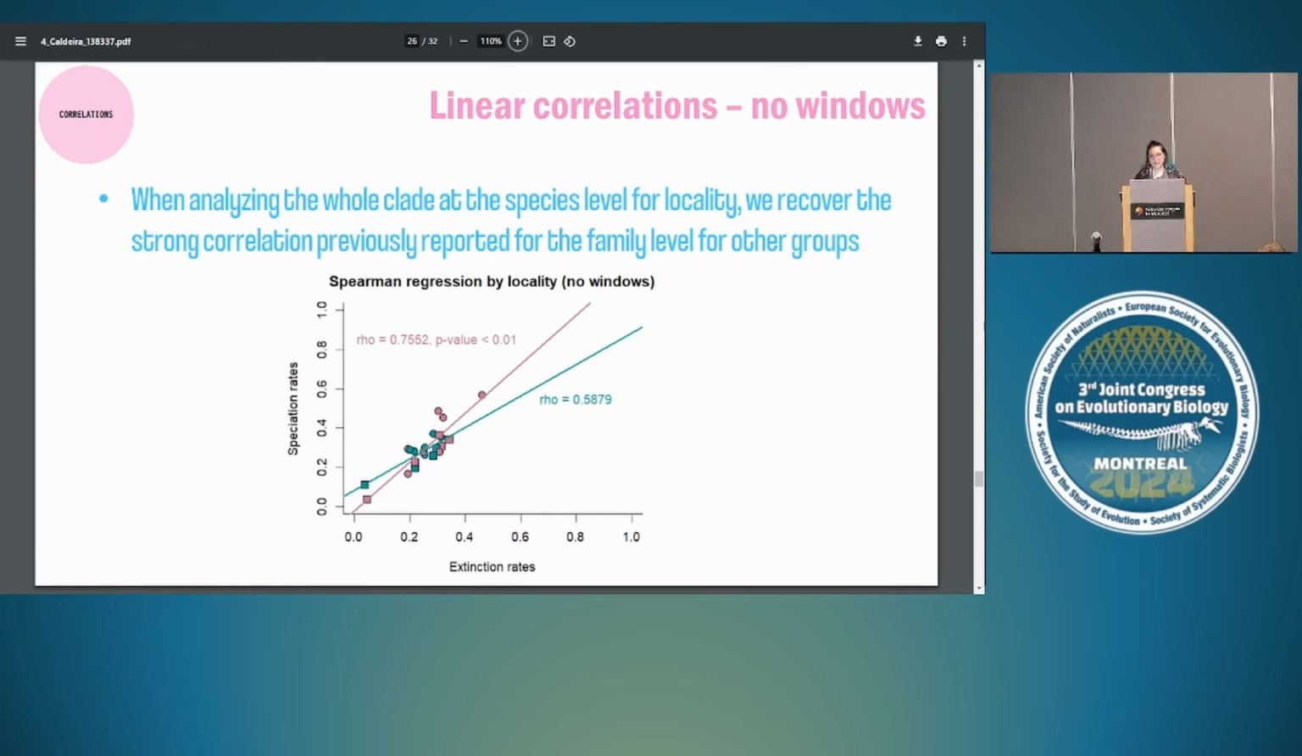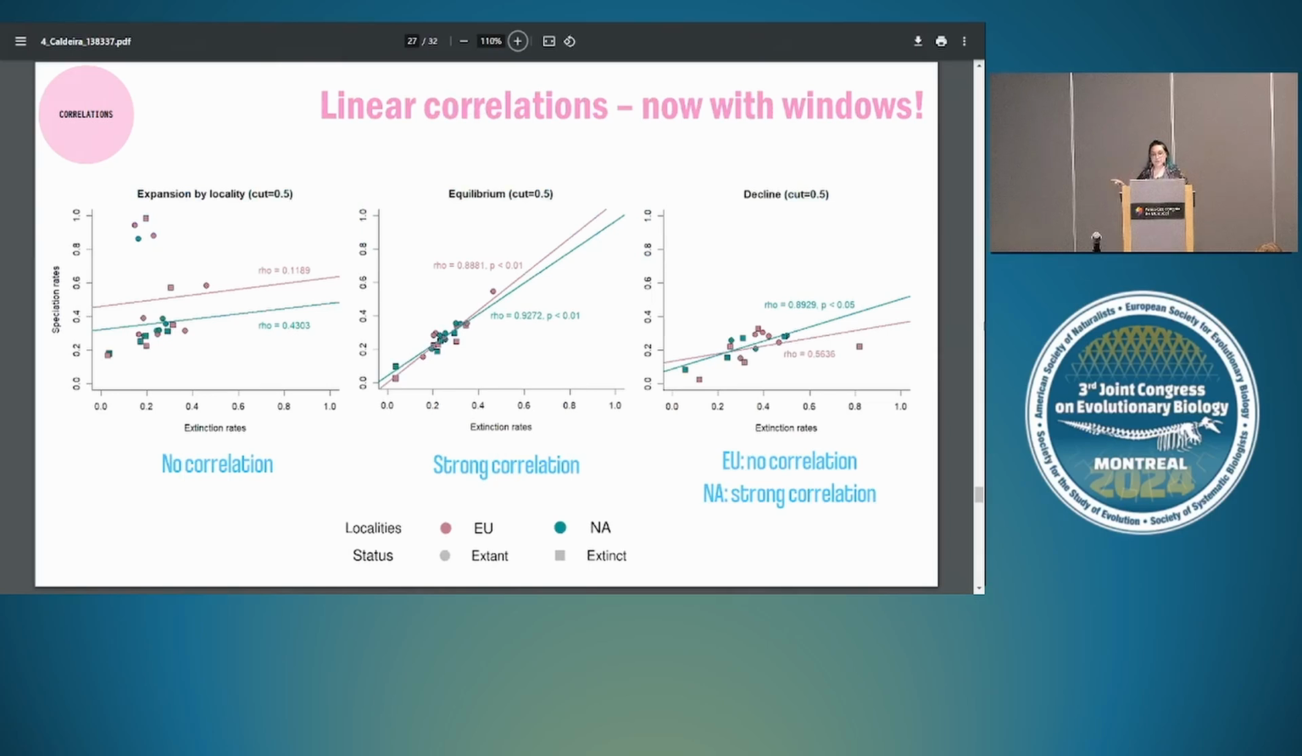And we also recover Gilinski's correlation here, especially significant for Eurasian lineages. When we apply that to windows, we also find that during equilibrium we have a strong correlation for both of them. We have no correlation during the expansion and no correlation in Eurasia during the decline, only in North America. We're trying to figure out what that means.